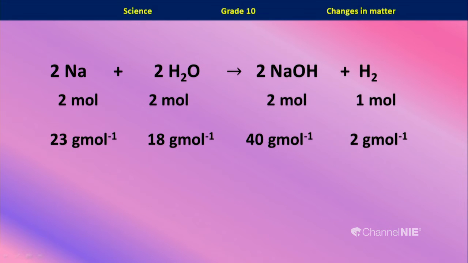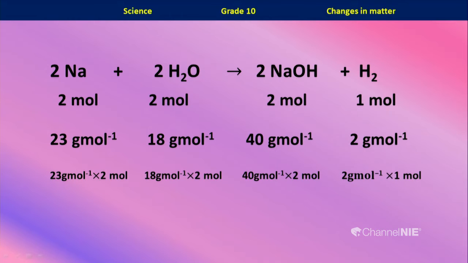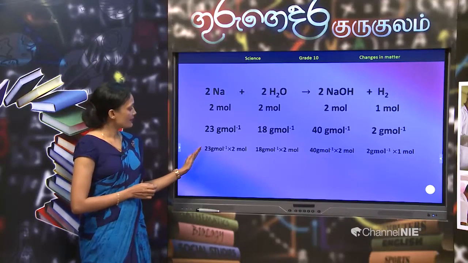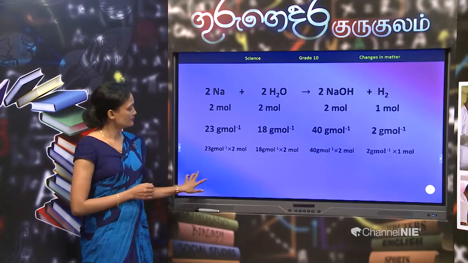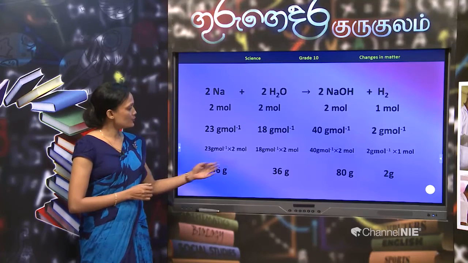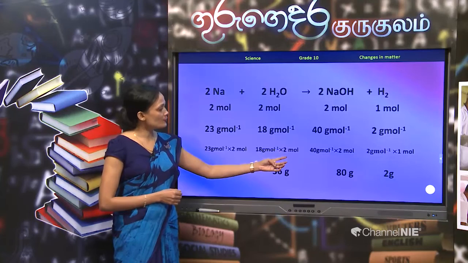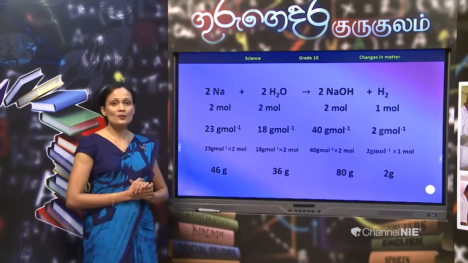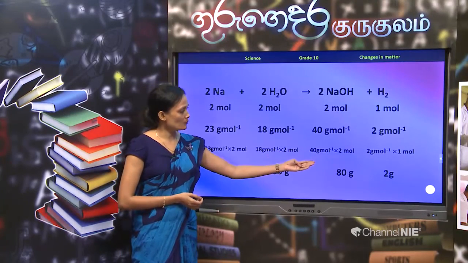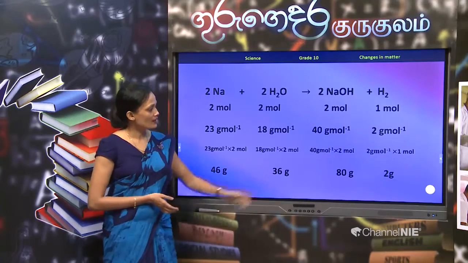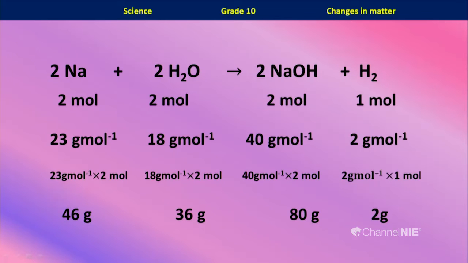These are the relative molecular masses of those compounds. By using the amount of moles and the relative atomic masses and relative molecular masses, we can find the mass of the reactants and the products. For that, I multiplied the relative atomic mass by the number of moles. 23 grams per mole into 2 moles means 46 grams. Then 18 grams per mole into 2 moles means 36 grams. For the product sodium hydroxide, 40 grams per mole into 2 means 80 grams. For the hydrogen gas, 2 grams per mole into 1 mole means 2 grams.